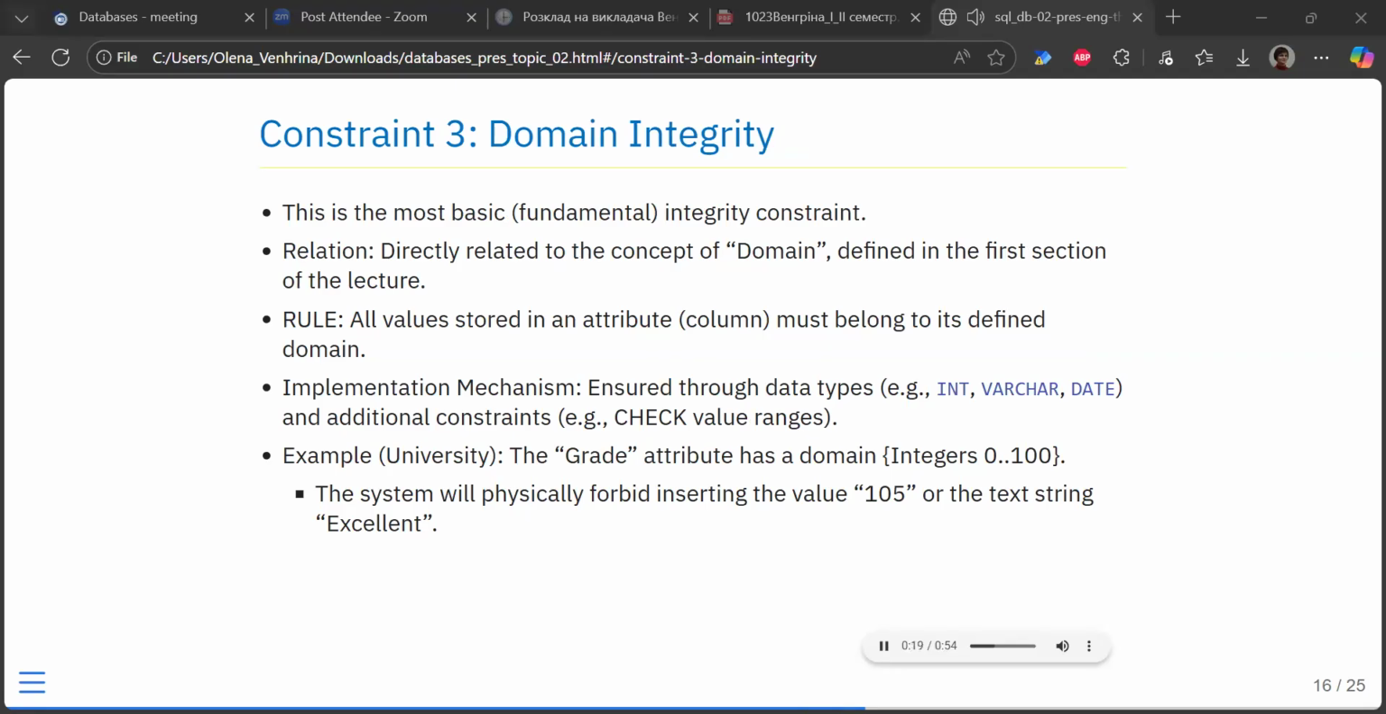In practice, this is implemented firstly through data types. If we define the data column as date, the system simply won't let you write the text string hello there. This is the lowest level of protection.